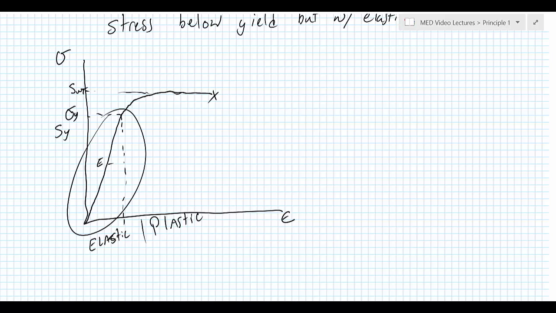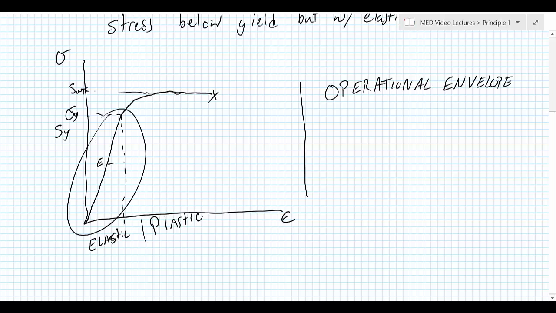So in order to know whether it's going to fail, we actually have to know something about the system. What we'll need to know is called the operational envelope. The operational envelope is the amount of space that we allow our product to move within. So this often shows up in tolerances, and it also shows up in the amount of extra margins that we add to our operating environment.